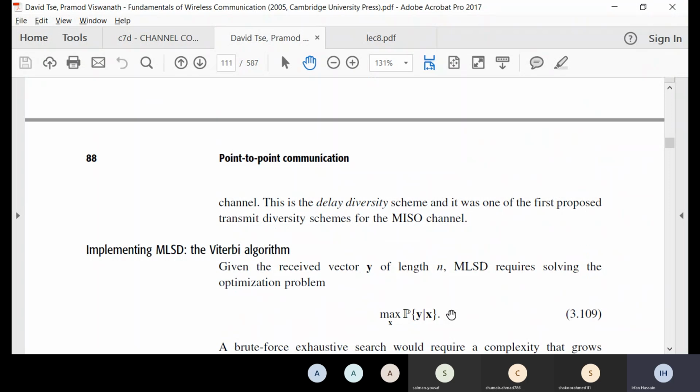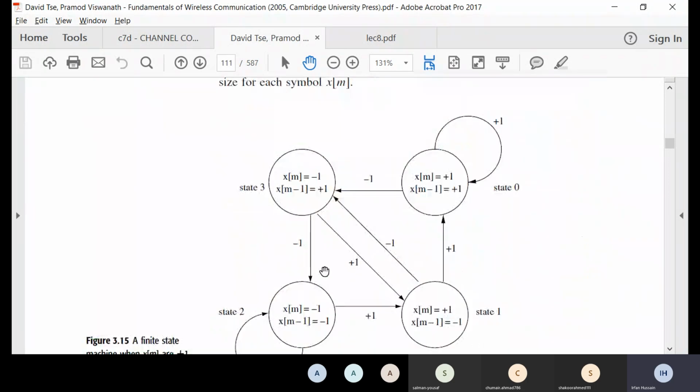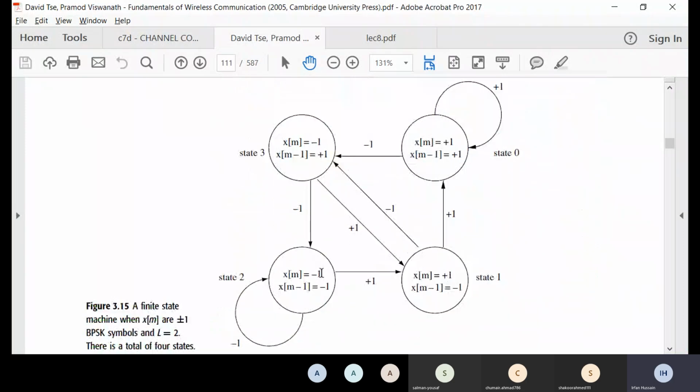So you could see here, this is what he has shown. This is a state machine. We say that our channel has a memory of 2 and we are using BPSK symbols. So there are a total of 4 states. What are those states? For example, one state is minus 1 plus 1.